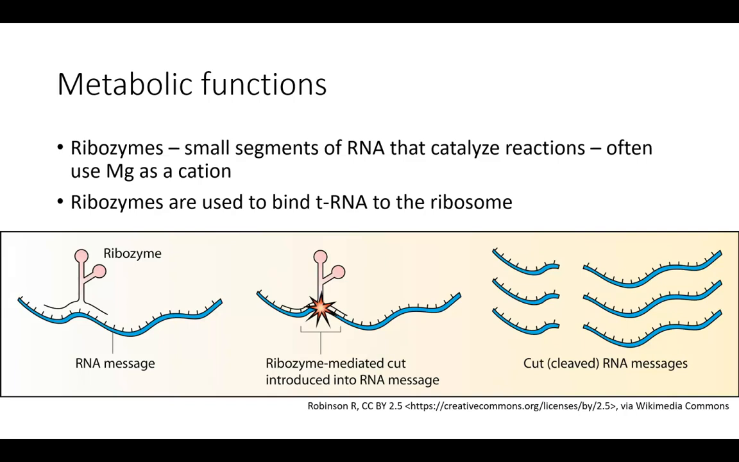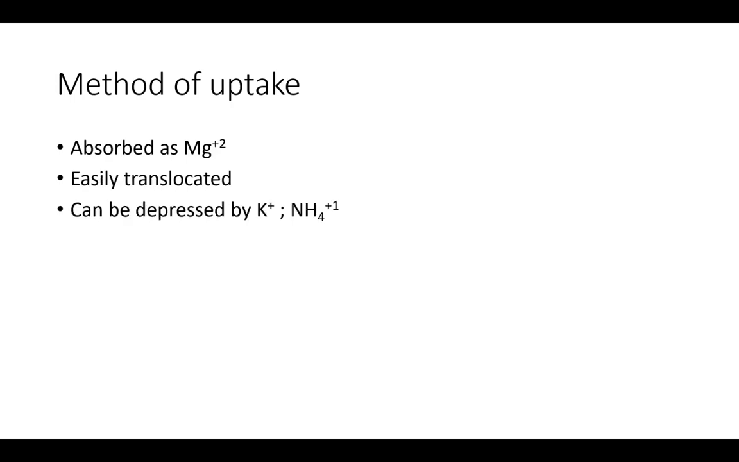You've got an RNA message. The ribozyme finds the right pair. With the magnesium in the middle, it allows the RNA to be cleaved. It actually works like a pair of snippers. Method of uptake. Magnesium is absorbed as a divalent cation. It is easily translocated within the plant. It can be depressed by potassium and ammonia.